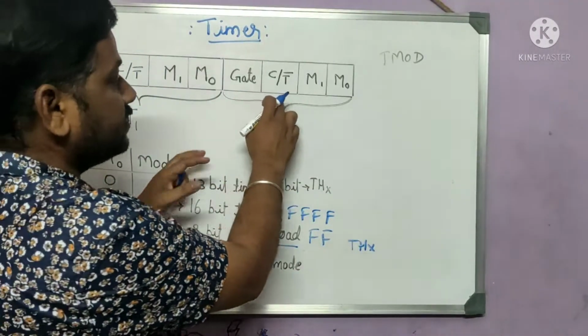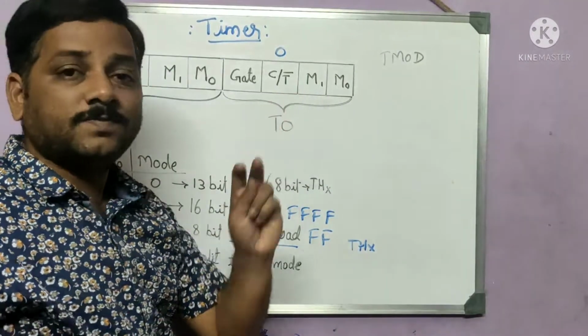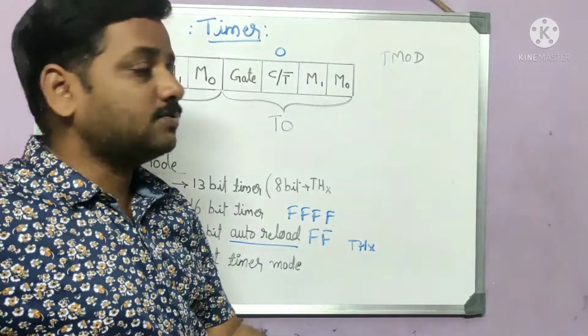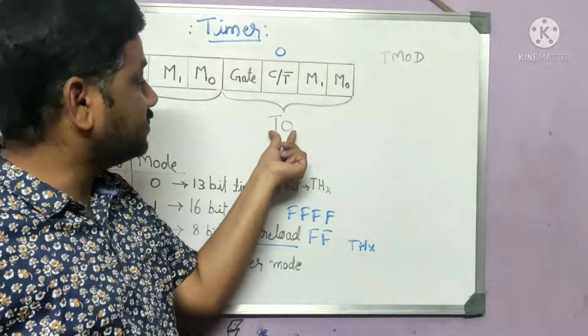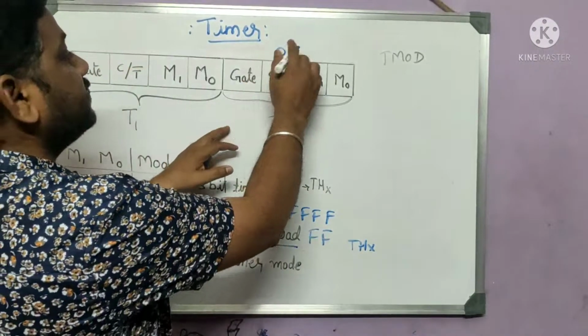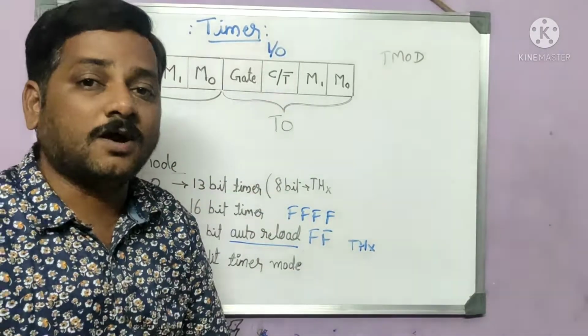If I put 0 in this bit, then it will select the register as a timer. TL0, TH0, whatever it is, it will be a timer. It means if I put 0 here, it will take it as a timer. If I make this bit 1, then it will be considered a counter.